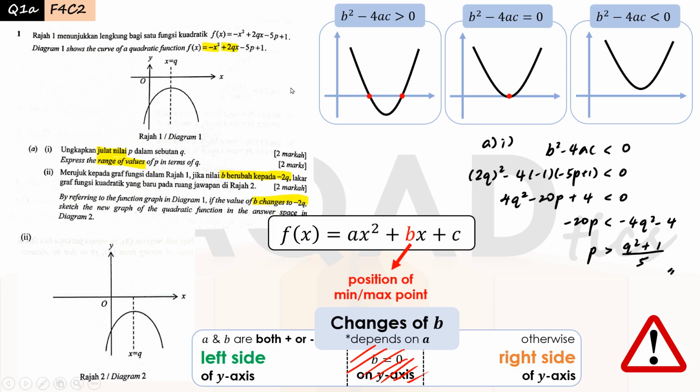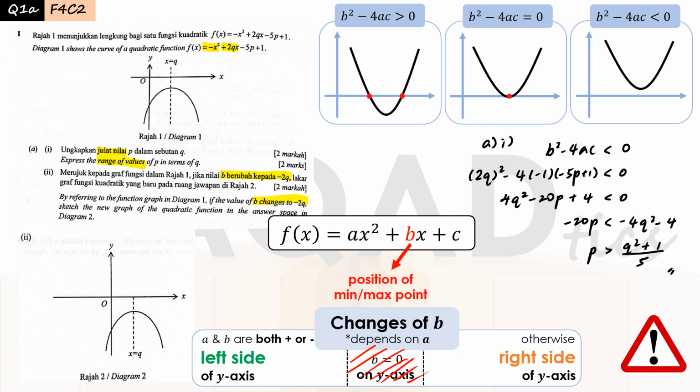Alright, so now when we change 2q to become negative 2q, both have the same signs already. Both are negative. So the position of the maximum point should be on the left side, which is somewhere here. But before I draw the graph, we also need to consider the things that are represented by A and C, because the things represented by these two unknowns cannot change, because we only change B.